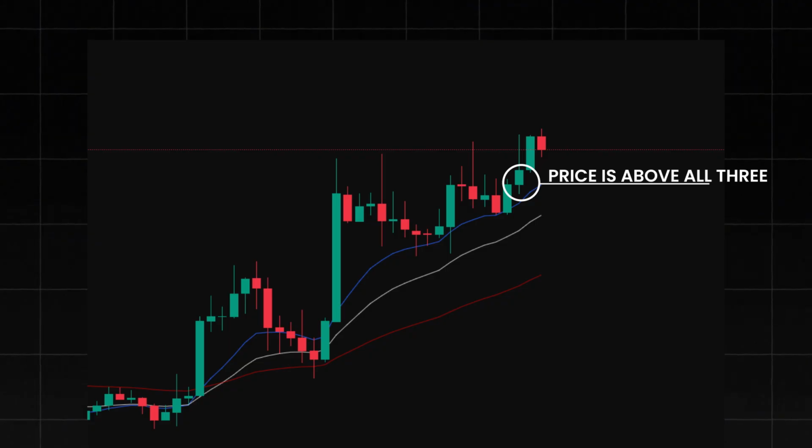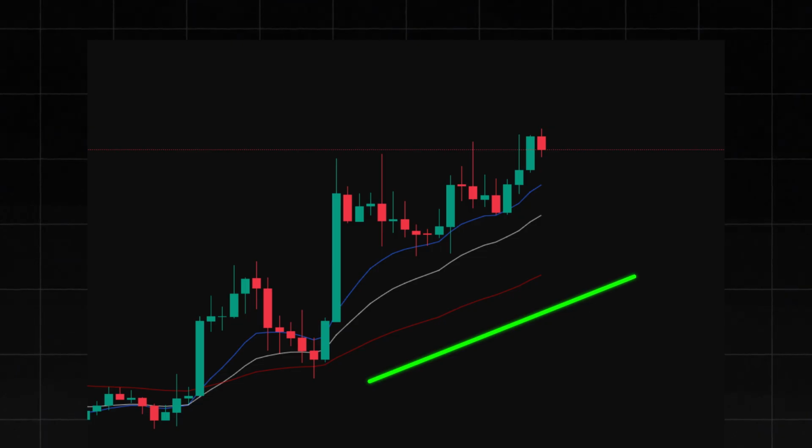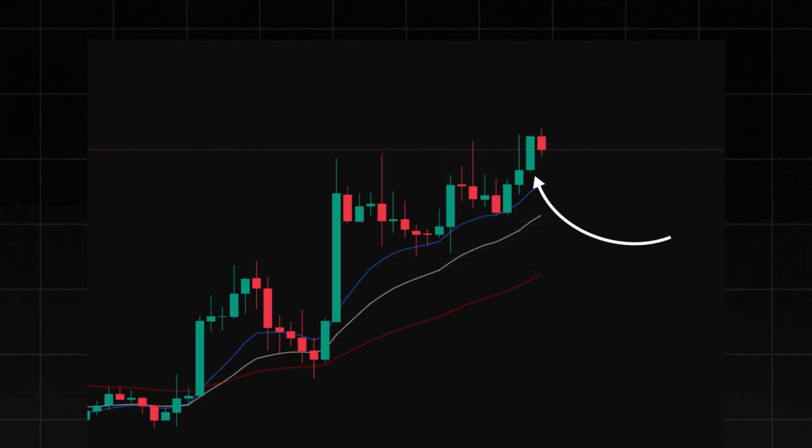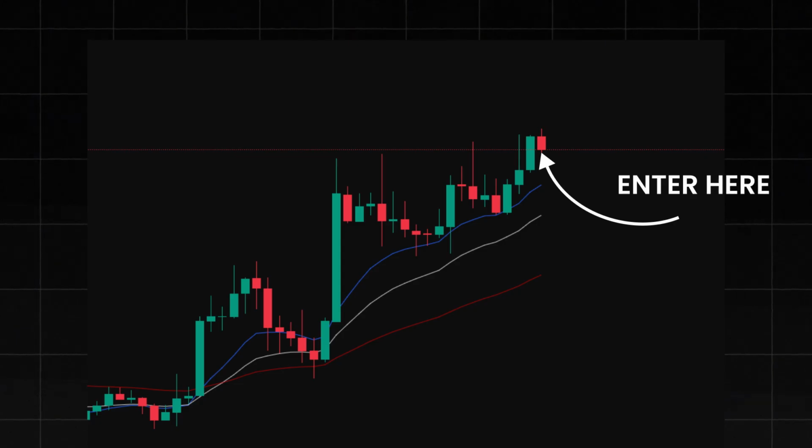Here are the buy conditions to go through one by one. Price is above all three EMAs, the 11 is above the 21 is above the 51, and all three are sloping upward. The asset has pulled back to the 11 or 21 EMA and held it. A tight range has formed near that EMA level. Price breaks above the high of that tight range on a strong candle. That is when you enter. Stop goes just below the nearest EMA.